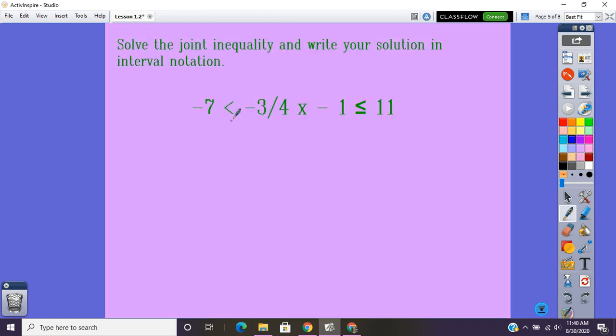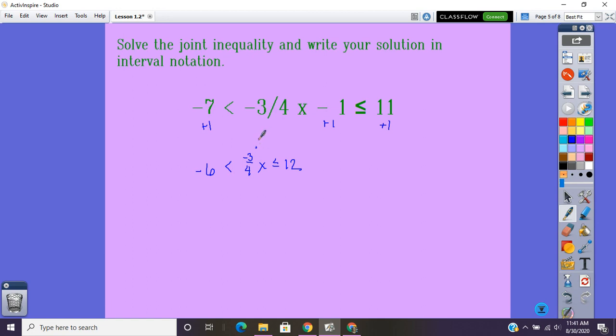Let's talk about this one. So this one's also a compound inequality. You can see both of them are there. Let's go ahead and solve this. So I'm going to show a little bit of work here just to help out. If I add 1, I have to add 1 to all parts of this inequality. So I'm going to have negative 6 is less than negative 3/4 x is less than or equal to 12.